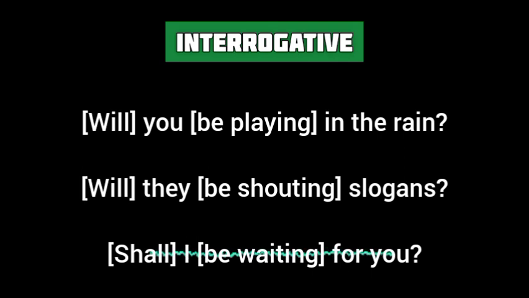Let's now learn how to use the future continuous tense in interrogative sentences. We use the auxiliary verb will or shall before the subject and then be and the ing form of the verb after the subject. Will you be playing in the rain? Will they be shouting slogans? Will is coming before the subject you and be playing after the subject. Will is coming before the subject they in the second sentence, while be shouting comes after the subject. The third example, shall I be waiting for you here? The auxiliary verb shall is always used for I or we in the interrogative sentences.